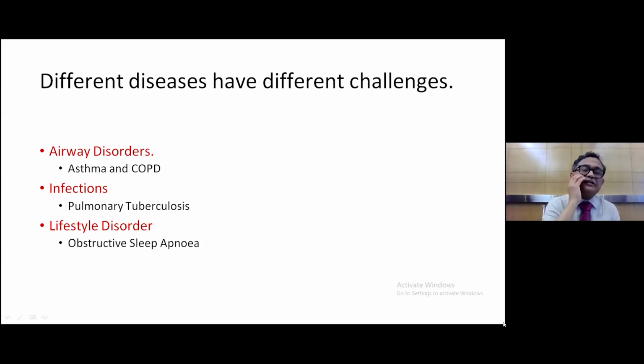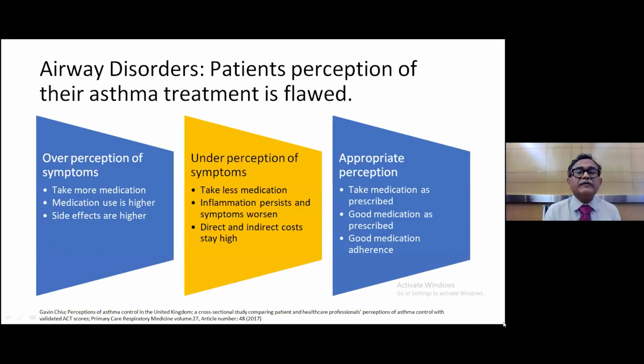These diseases need very important attention, as compliance is a problem. And that leads to a lot of issues in asthma management, similarly in TB, and of course in OSA as well. As far as airway diseases are concerned, we know that there is always an over-perception that my asthma is well controlled. I'm taking regular medication and I don't need a higher dose, or there are side effects, which probably are also responsible for understanding the perception of the symptoms.